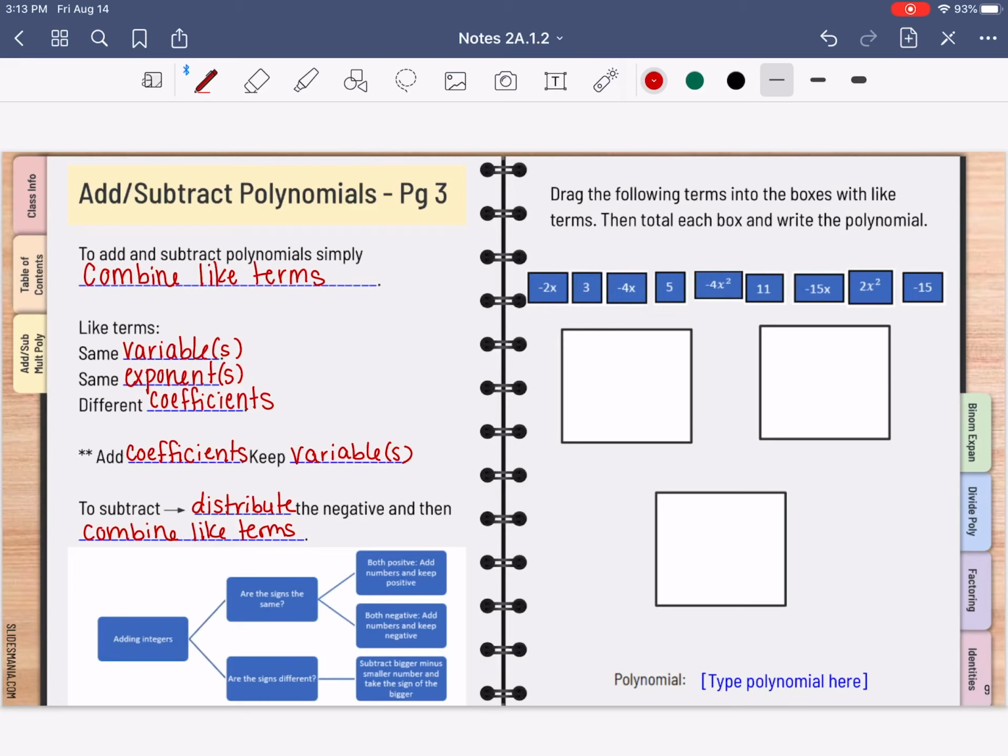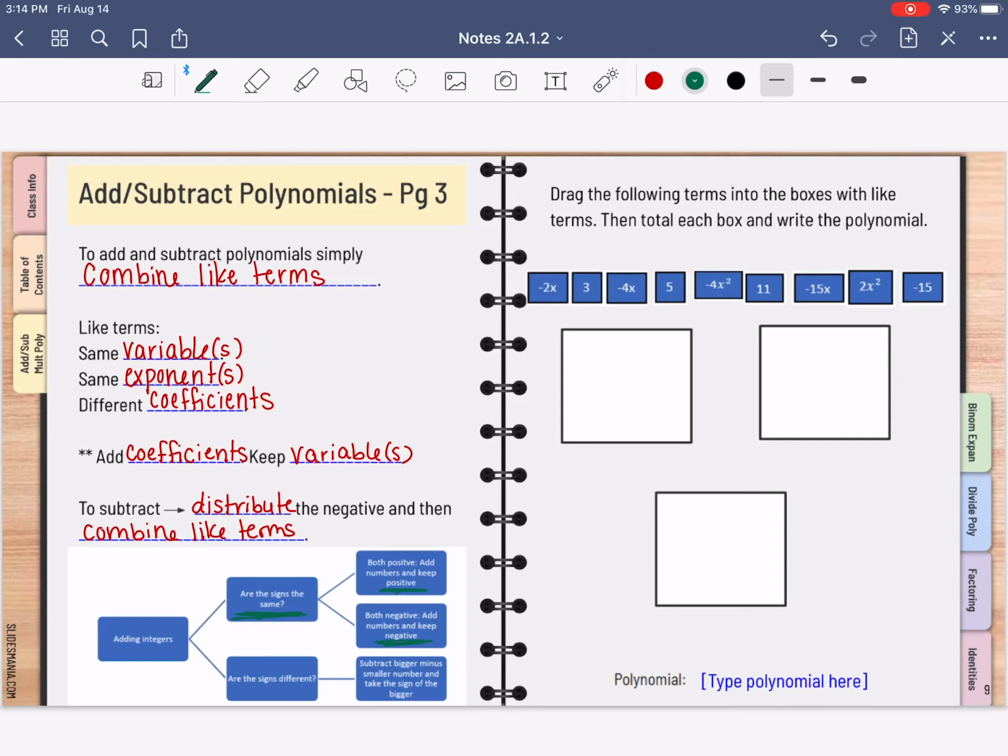All right, so here, this little chart right here, it's just adding and subtracting integers. If you're adding integers and they have the same sign, so they're either both positive or both negative, all you have to do is add the numbers and keep the sign, basically. So if you're adding 2 plus 2, those are both positive. You add 2 plus 2, you get 4, you keep it positive. But if you're adding -2 and -2, you just add 2 and 2 and get 4, but since they were both negative, you keep it negative. So that's these two right here that I'm talking about.